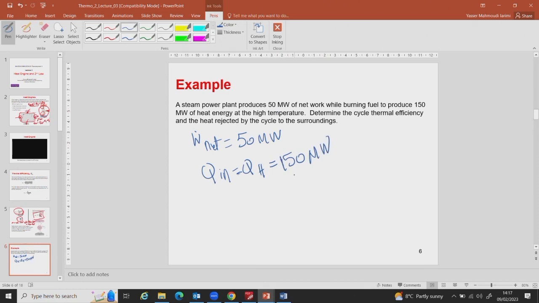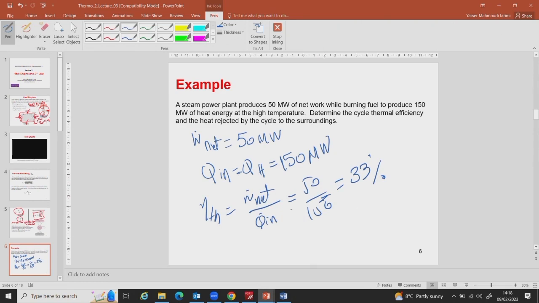What a rubbish handwriting. Can you really read what I write here? Okay, that's good. It says to find the cycle thermal efficiency and the heat rejected by the cycle to the surroundings. So the thermal efficiency is W dot net divided by Q dot in, and it's going to be 50 divided by 150, so nearly 33%, right?